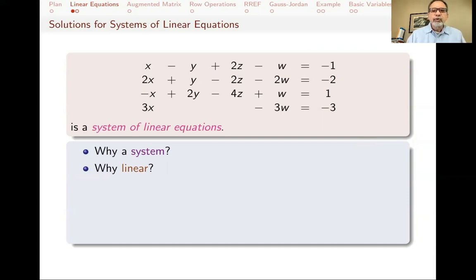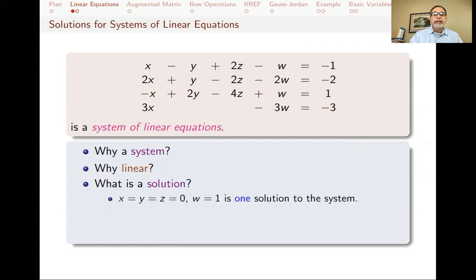Later on, we will have a more conceptual way of saying what a linear equation is. Not in this lecture, but later in linear algebra lectures. And what's the solution to this? The solution to this means that I have to find an x and a y and a z and a w that satisfy all four equations at the same time. It's not enough to just find solutions for one of them. You have to find solutions that work for all of them.